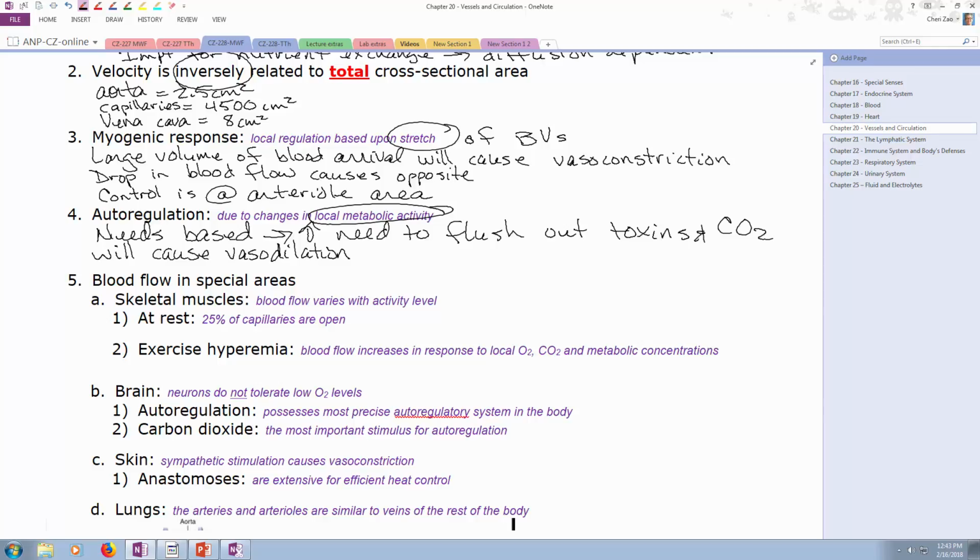The myogenic response is suddenly we're getting a big bolus of flow that we did not ask for, and so whoop, we're going to clamp down to ensure nobody is having too high of a pressure on the capillary bed side, because high pressure in capillary beds actually tears up capillary beds. Autoregulation is actually a chemical regulatory feature.